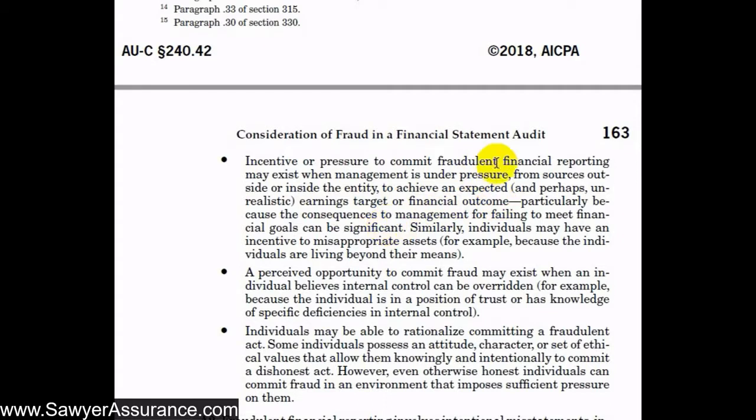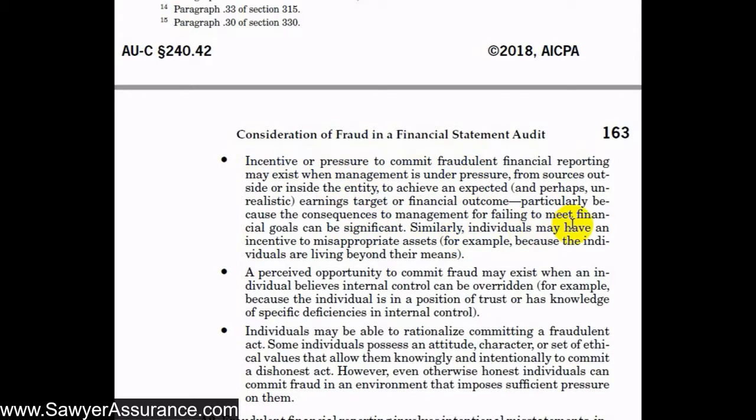For instance, if the shareholders of the company expect the company to achieve particular earnings, then the fraudulent person might misstate the financial statements to make it appear that the earnings target was achieved. That might be linked to their bonus, depending on whether they met that earnings target. So that would be a big incentive for someone to do so.